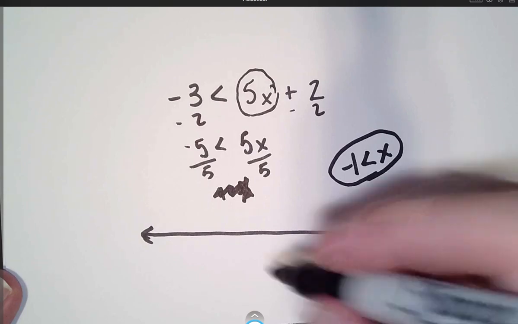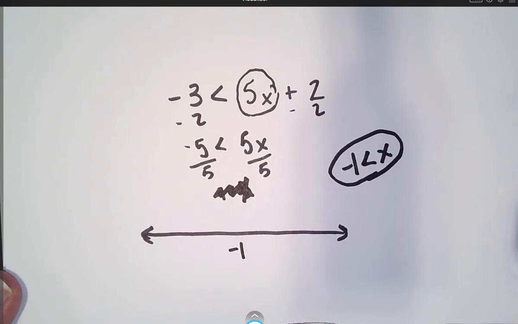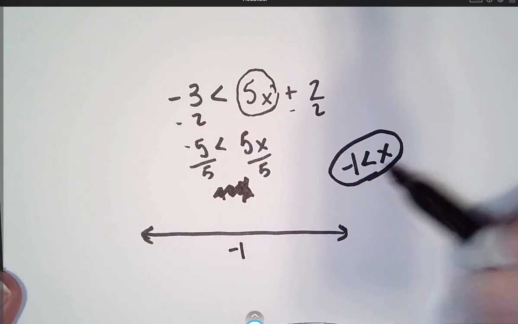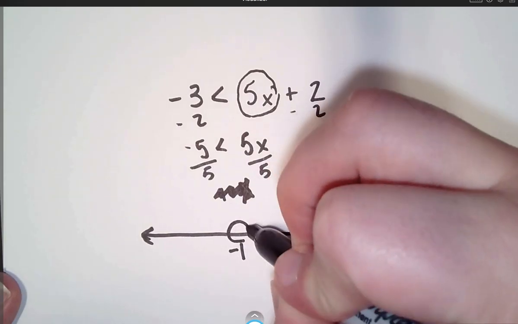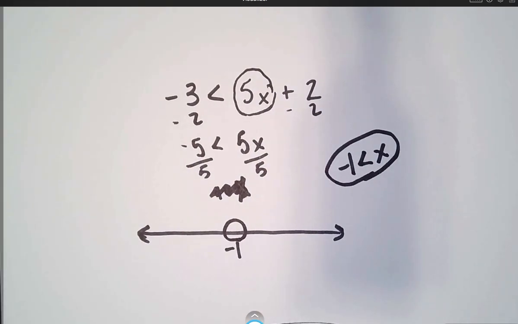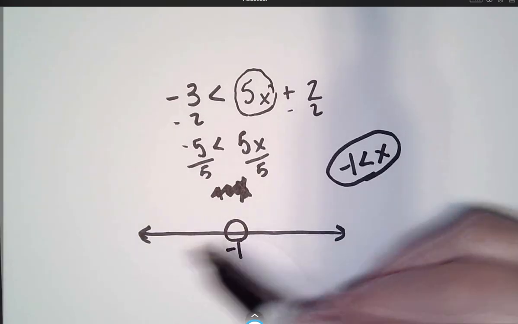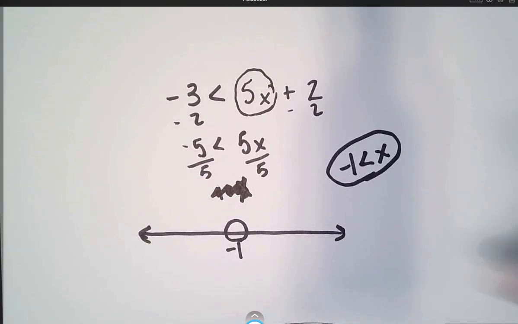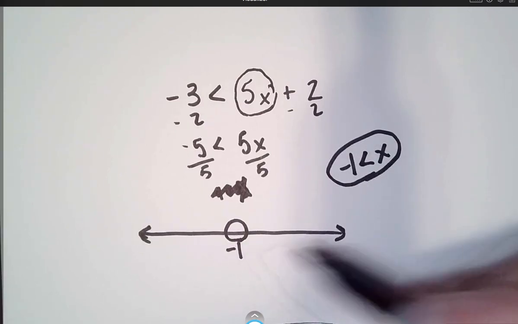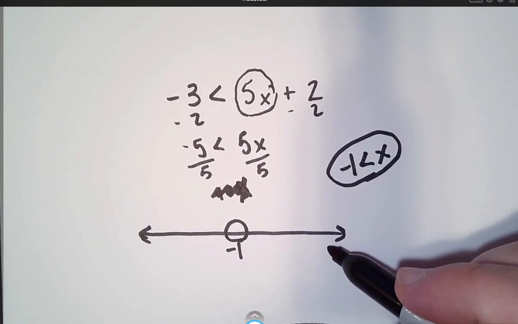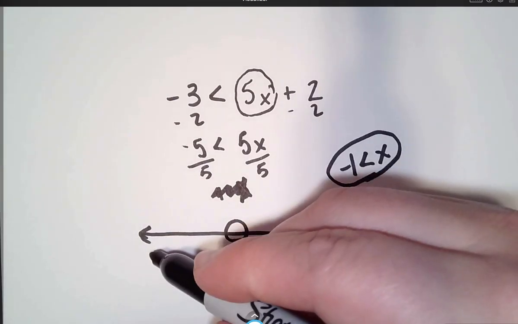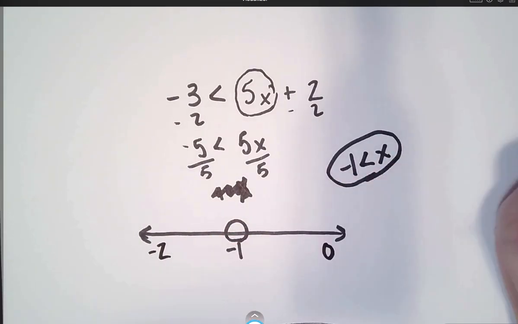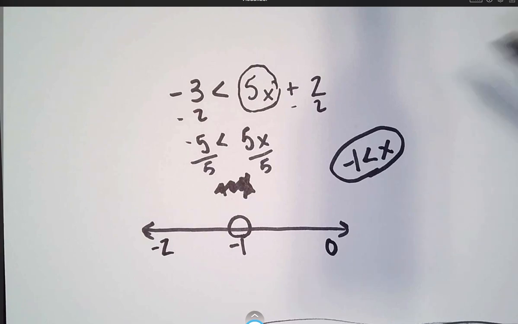Next thing we have to do is graph it. So I'm going to put a -1 right in the middle. It's not equal to, it's just less than, so I'm going to put an open circle. And then I need to figure out which way my arrow needs to go. So I'm going to put a number on both sides. 1 greater than -1 would be 0, and 1 less than -1 would be -2. So I need to figure out which way it goes. I'm going to plug them both in.